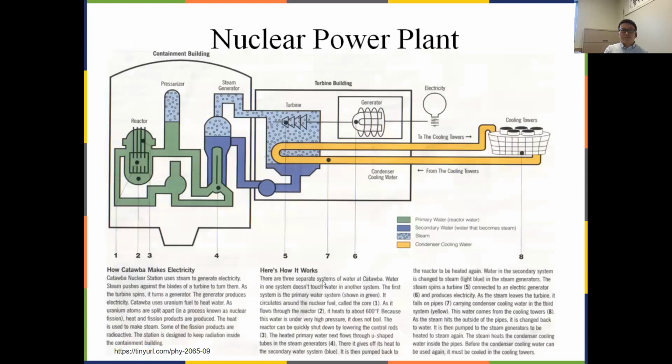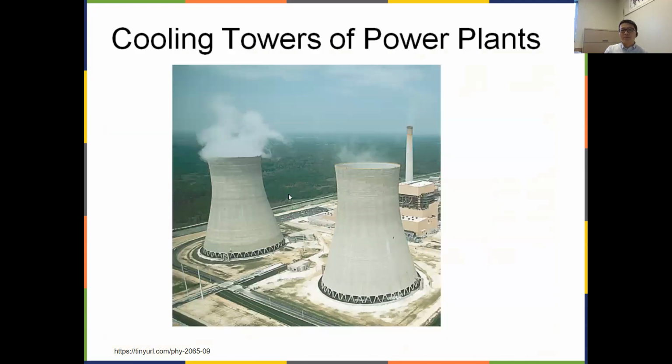All right, nuclear power plants work in a similar way as the thermal power plant. The heat generated from the nuclear reactor is used to heat the steam, and the steam goes to the turbine, and then the coolant goes backward. The excess heat is dumped to the cooling towers, the same way. And if you see those cooling towers, that is for the nuclear power plants.